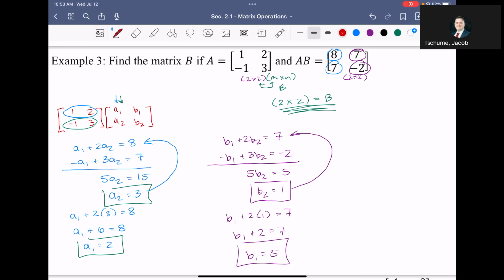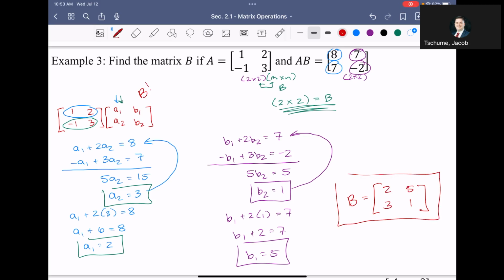So for your homework, all you have to do now is write out what your matrix is. The first column, remember B is up here, is A1, A2. We found that to be 2, 3. And your second column is B1, B2. We found that to be 5, 1. And that is your matrix B.